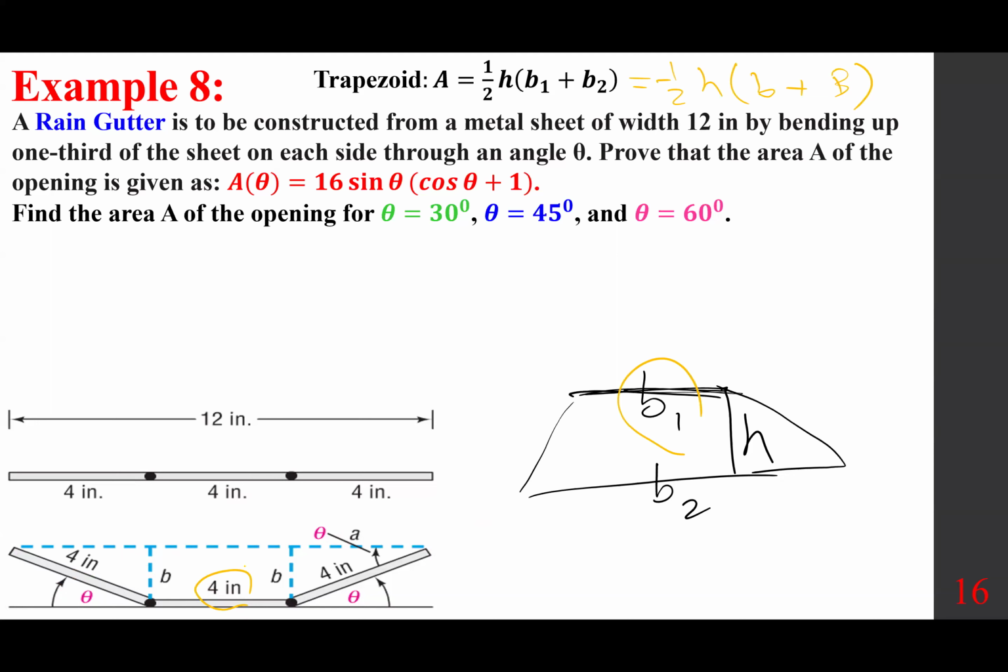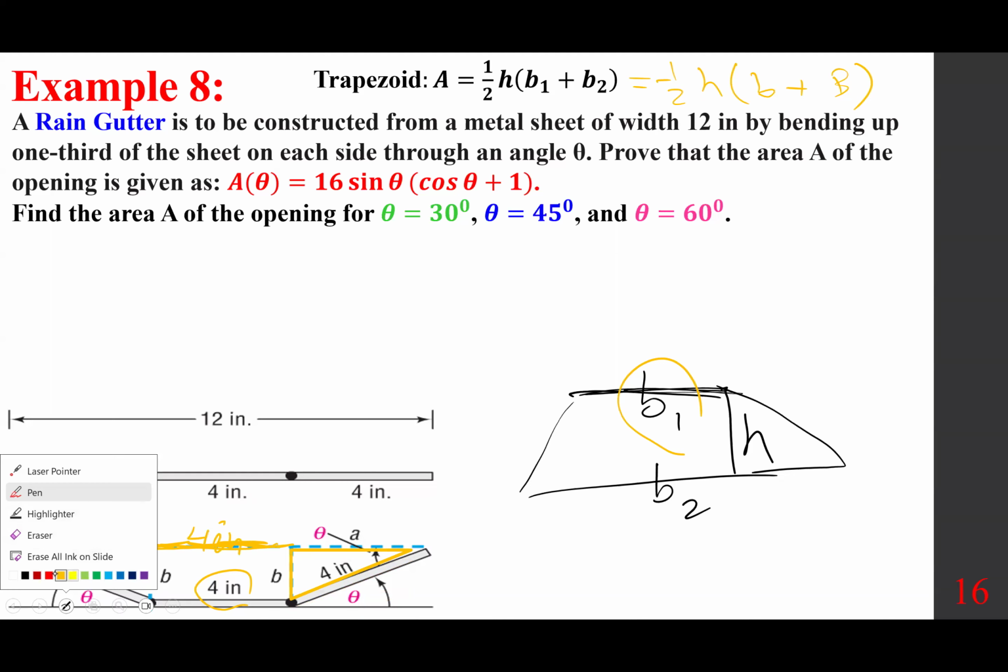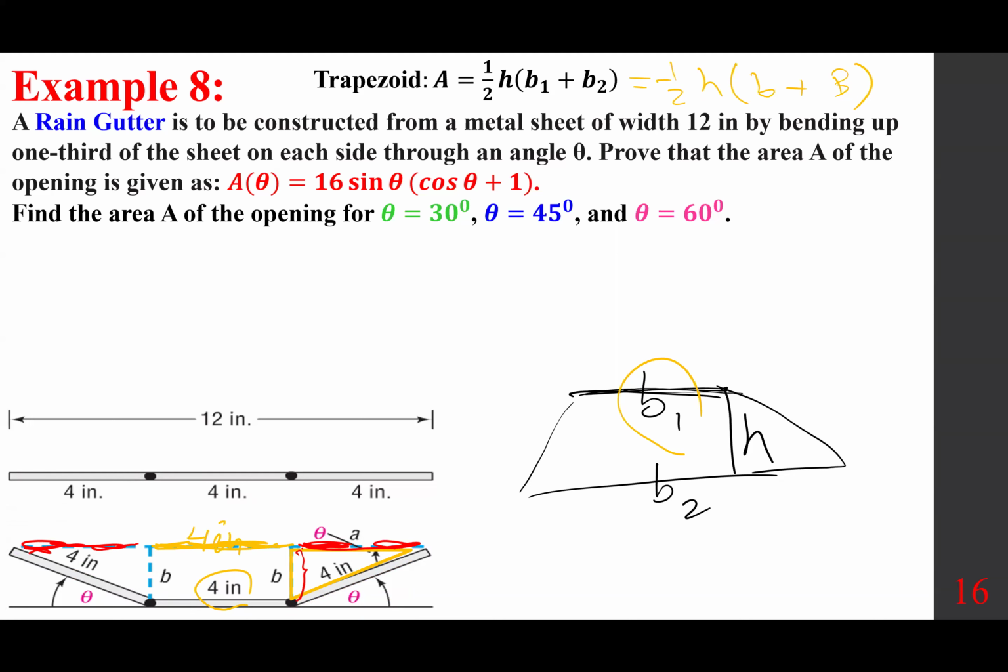In other words, this one is 4 inches. We also have this one to be 4, right? Now we want to find this distance, which by the way is the same as this one. And then this is the height. This is the height, everybody.